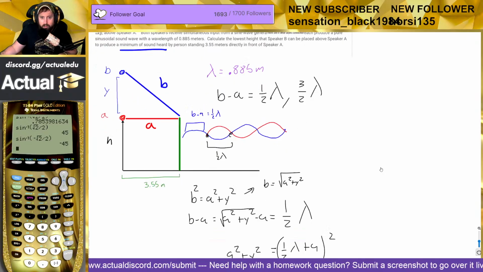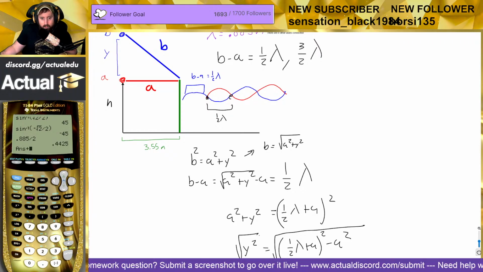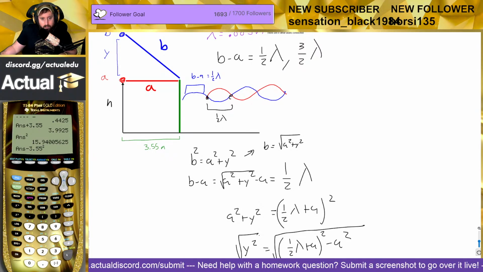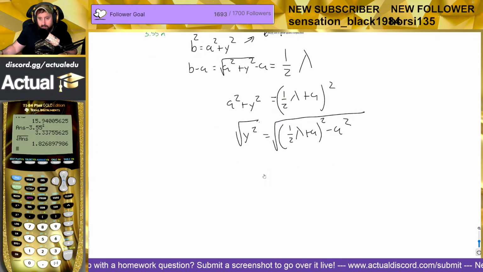Sorry, what is lambda? It's 0.885. Okay. So 0.885 divided by 2 plus 3.55. Square that. Minus 3.55 squared equals that. Square root everything, and you get that y is equal to 1.83. So y equals 1.83 meters.